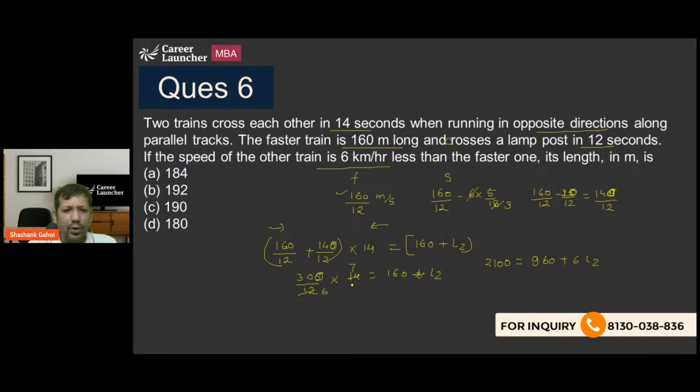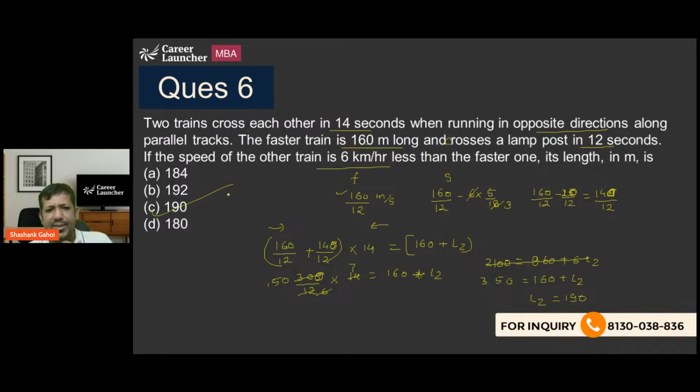Okay. Or what I'm doing, is it right or wrong? I can directly do it by 50. So 50 into 7 is going to be what? 350. 350 is equal to 160 plus L2. So L2 directly comes out to be 190. That is the length of the slower train.